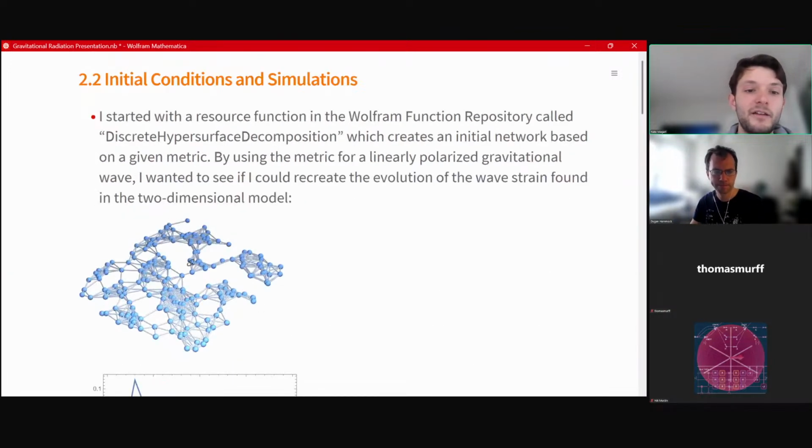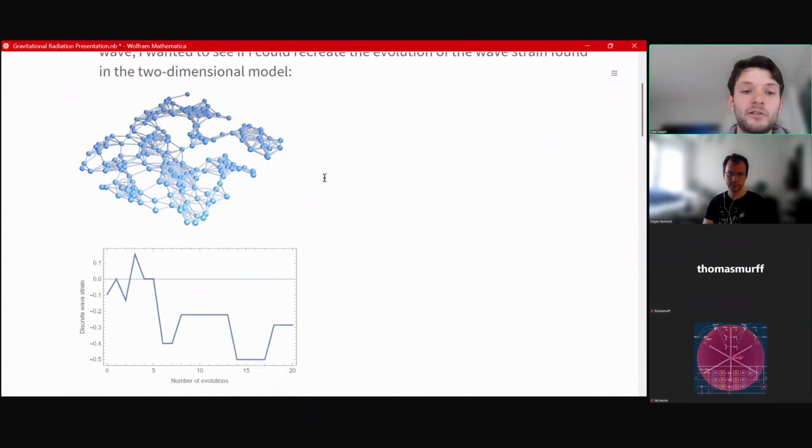Okay, so yeah, there's a function in the Wolfram Function Repository called discrete hypersurface decomposition, and it creates an initial network based on a given metric. So I used the metric that we saw for linearly polarized gravitational wave, and I wanted to see if I could recreate the evolution of the wave strain that we had in the two-dimensional model.